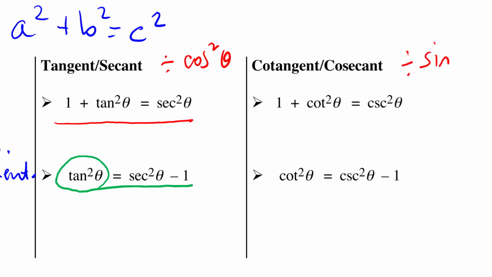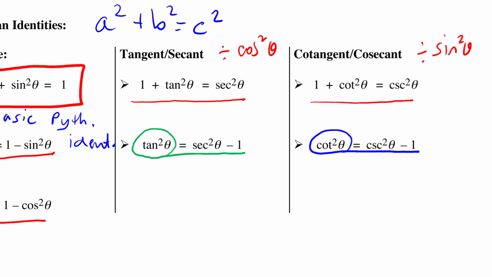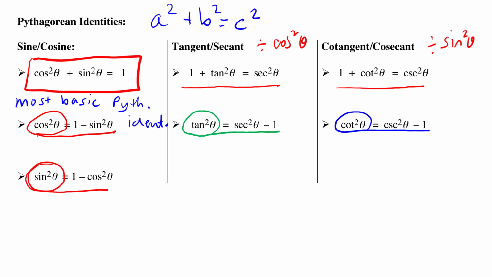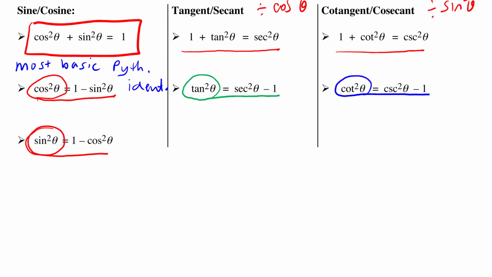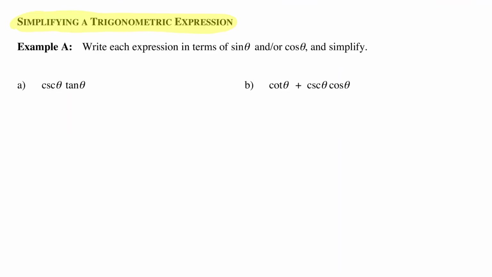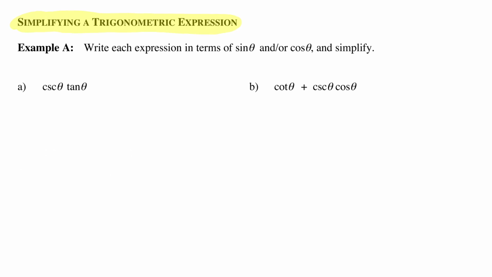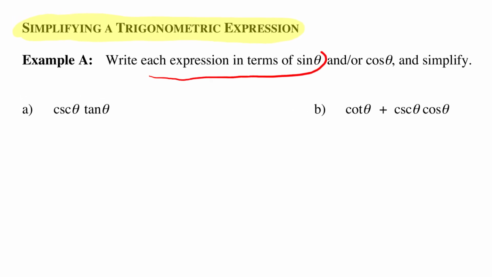Similarly, to get the cotangent and cosecant Pythagorean identities, we can divide each term of the original by sine squared theta. And that gives us 1 plus cotangent squared theta equals cosecant squared theta. And we can even turn that into cotangent squared theta equals cosecant squared theta minus 1. Quite a mouthful. But know all of these. Become familiar with all of them. Very important. Okay, so now let's take a look at, in general, simplifying a trigonometric expression.